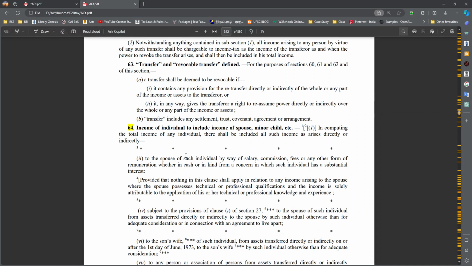To a spouse of such individual by way of salary, commission, fees, or any other form of remuneration, whether in cash or kind, from a concern in which the individual has a substantial interest. Nothing in this clause shall apply in relation to any income arising to the spouse where the spouse possesses technical or professional qualification and the income is solely attributable to the application of his or her technical or professional knowledge and expertise. This is very important.